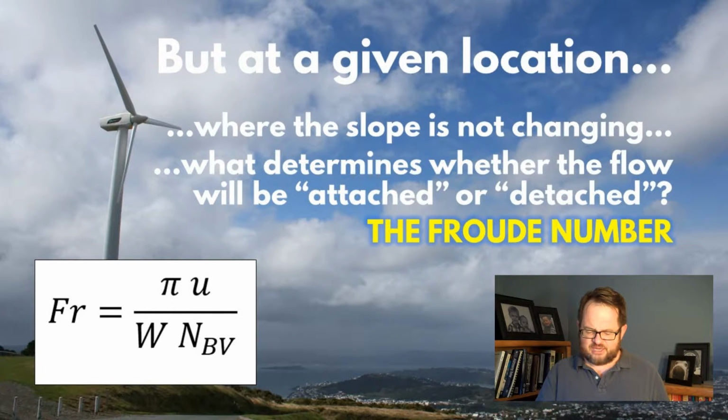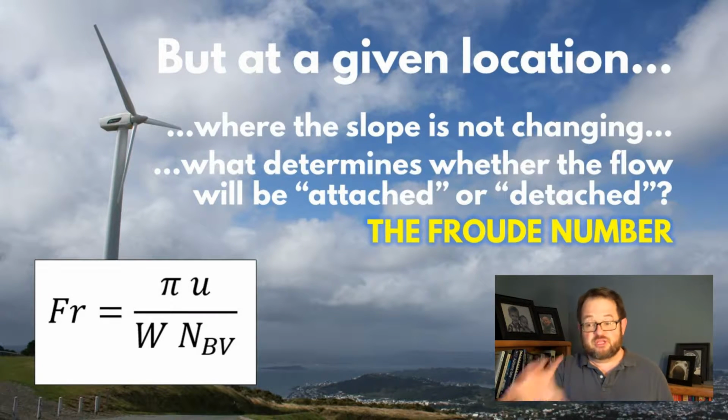But what's going to end up deciding whether the flow is going to detach or not? And maybe it's not all that surprising that we're coming back to an idea that we had in the last lecture, and that is what's going to determine it at any given location where the slope is no longer an issue because the slope's not changing is the Froude number. Let me be more clear about that.